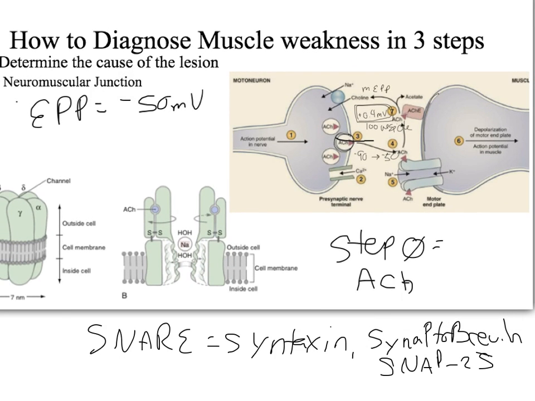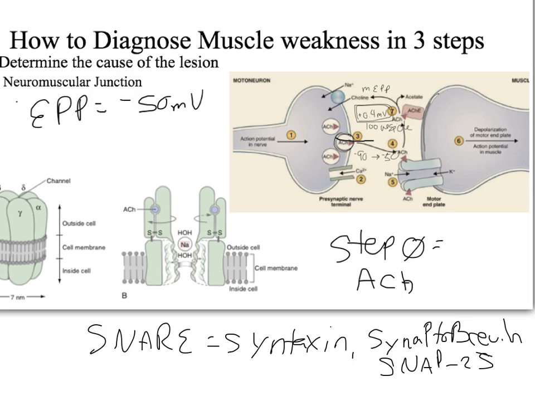Now step 6. Step 6, a motor end plate cannot fire an action potential. So what will happen is that the depolarization of the end plate potential will spread, and whenever it spreads sufficiently, it will initiate the action potential over at the normal muscle tissue. So firing of the action potential in the muscle is step 6.